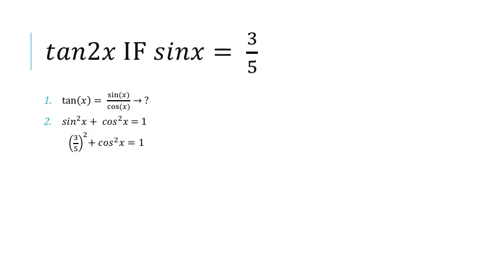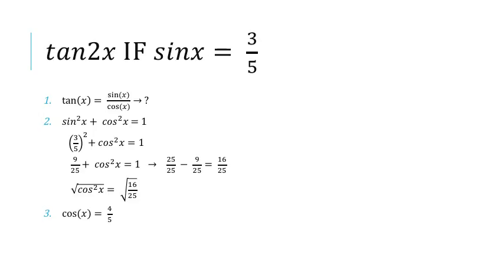From here, we will square 3 over 5, as that is our sine, and add it to the cosine of x squared, which then equals 1. In order to isolate cosine squared x, we will subtract 9 over 25 from both sides, giving us 16 over 25. Because cosine of x is squared, we must take the square root of both sides, giving us cosine of x is equal to 4 over 5.